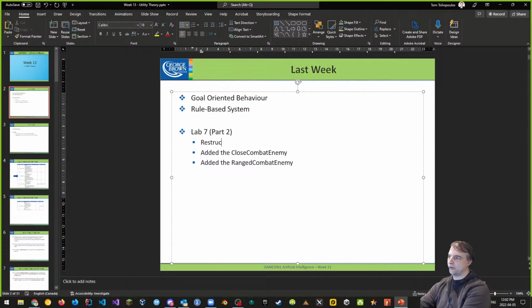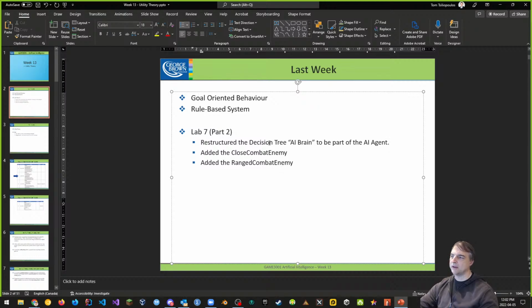We restructured the decision tree brain, like an AI brain, to be part of the AI agent. That's what we kind of did, right? And that's how we were able to add different agents: close combat enemy and ranged combat enemy.